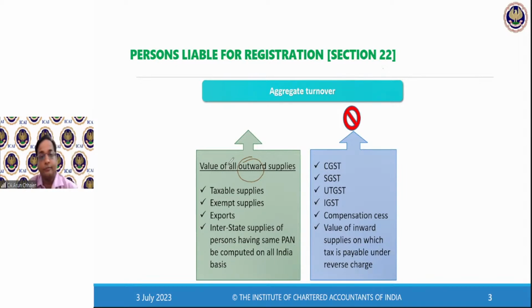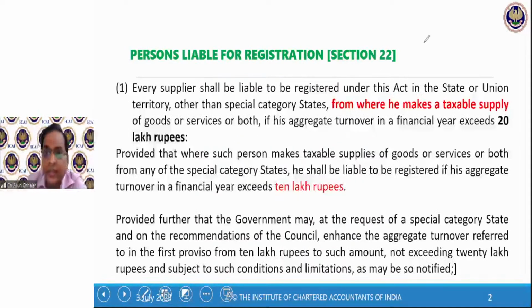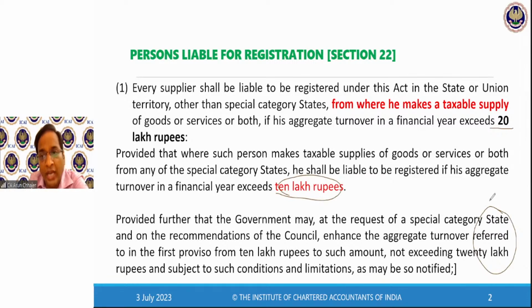So we have discussed that the basic threshold limit is 20 lakh rupees. In case of special category states, the limit is 10 lakh rupees. But the special category states have the power to enhance the limit from 10 to 20. Now we need to see which states have enhanced the aggregate turnover limit from 10 to 20.